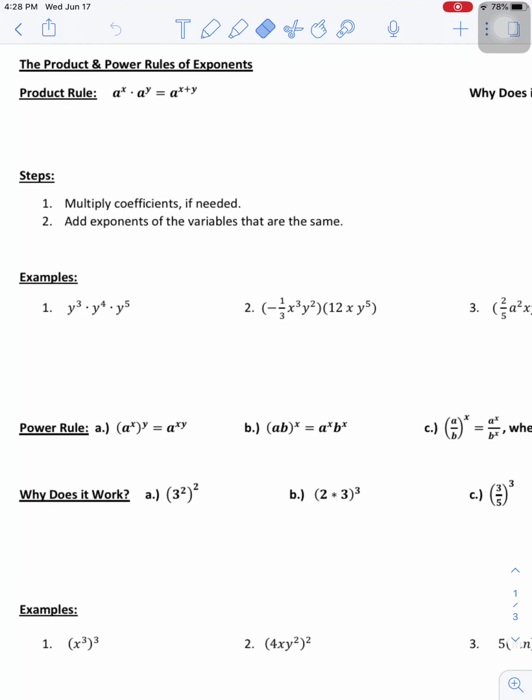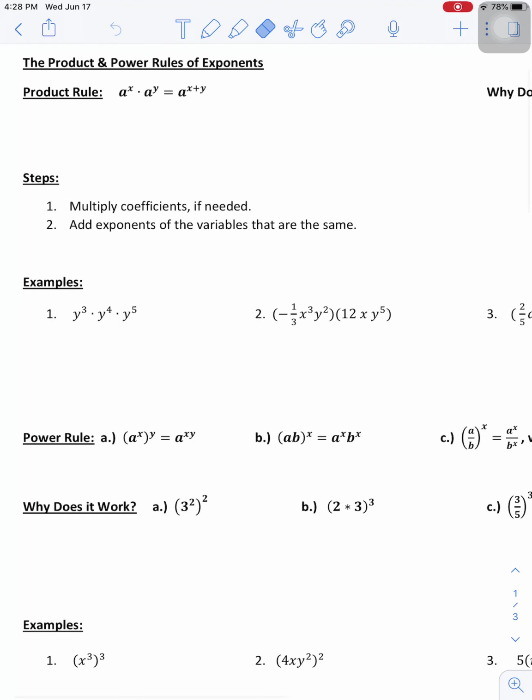All right, so the first rule that we're going to talk about is what's called the product rule. In the product rule, you have two exponential expressions that you're multiplying together, and they have the same base. So if you take a look in this situation, I have a to the x power times a to the y power, right? So they have the same base. A is the base. The exponents, in this case, are the x and the y.